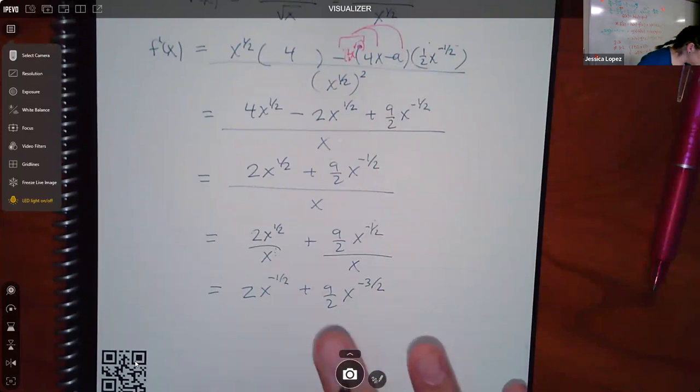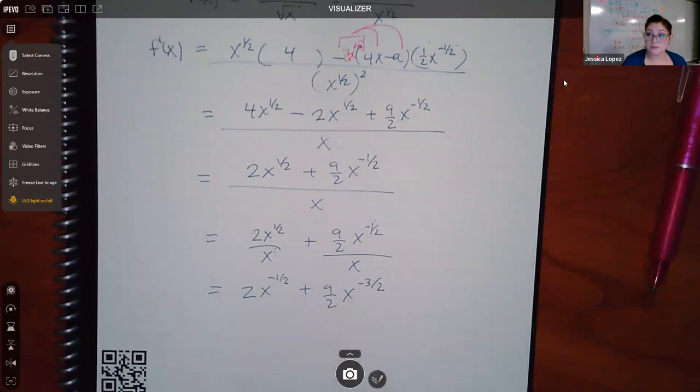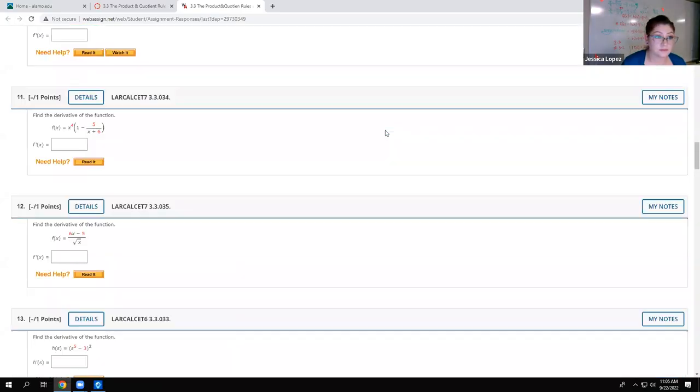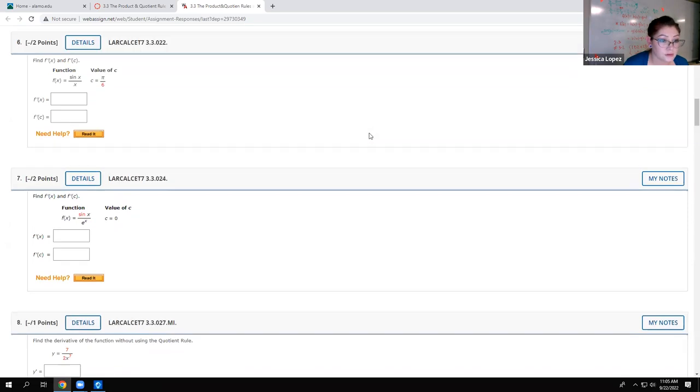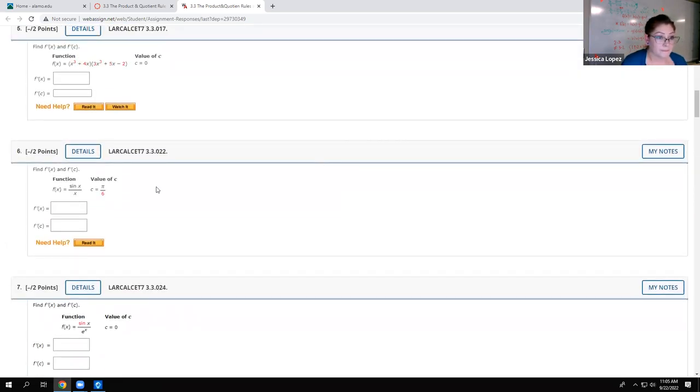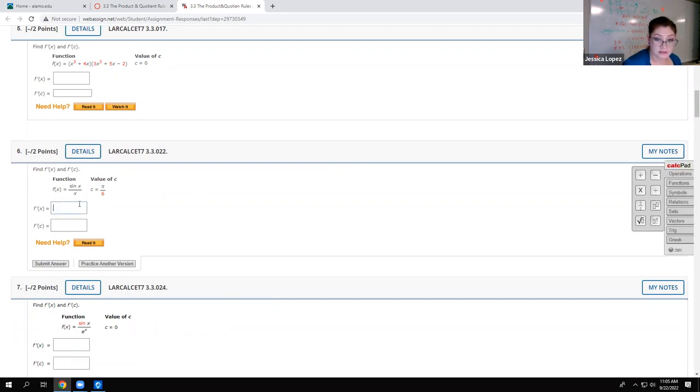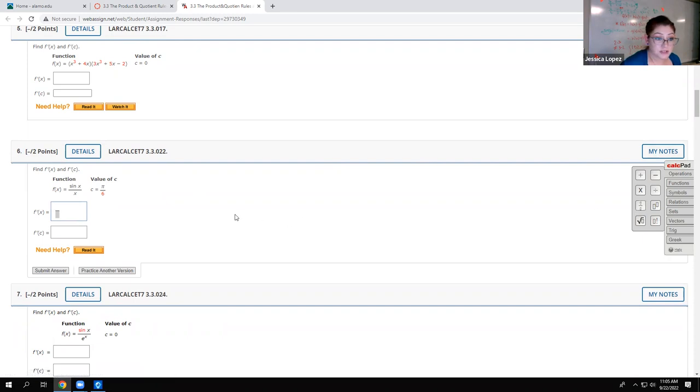Okay, number six, what does number six look like? So it's the same function, just a different number down here, right? Okay. So what is the derivative of this? I'm gonna just type it in here.